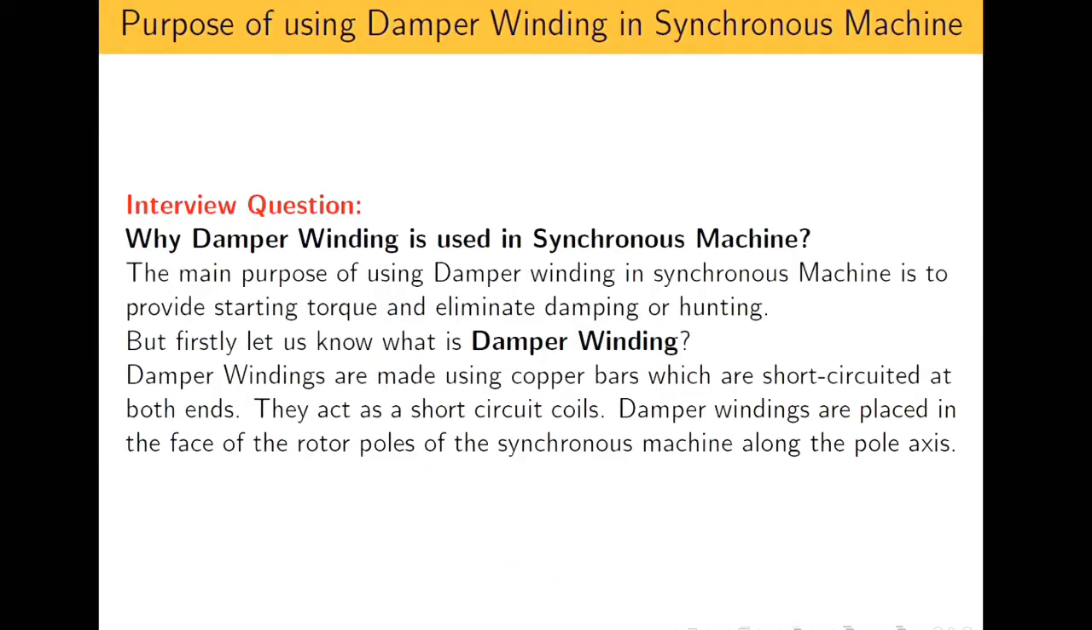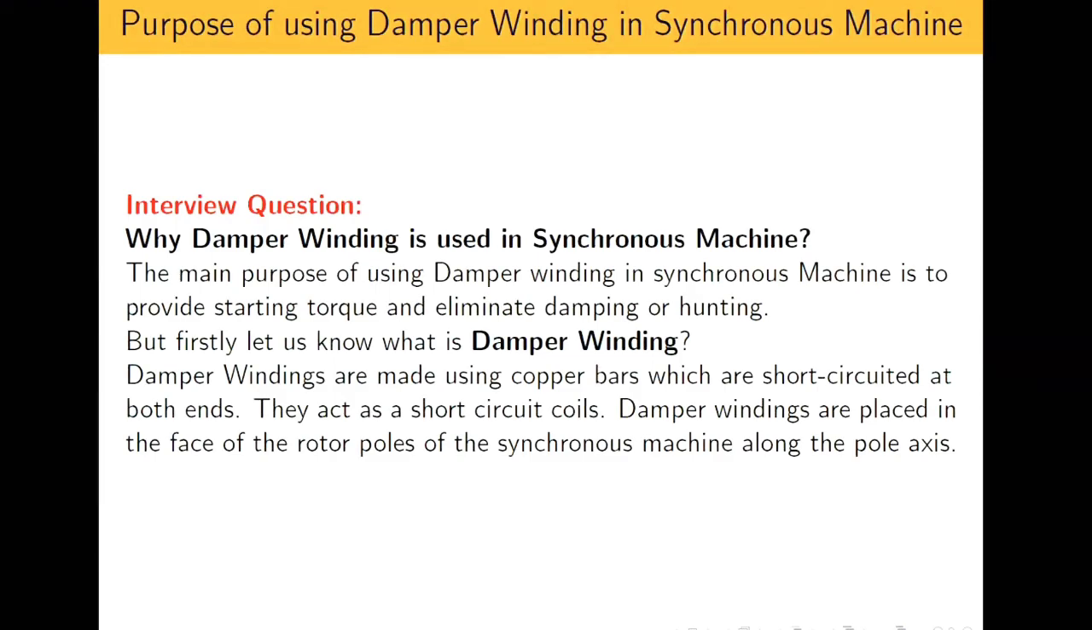Now this can be an important interview question also. What is the purpose of using damper winding in a synchronous machine? The main purpose of using damper winding in a synchronous machine is to provide starting torque and eliminate damping or hunting. I discussed this damper winding in yesterday's class during the construction of an alternator. But firstly, let us know what is a damper winding.